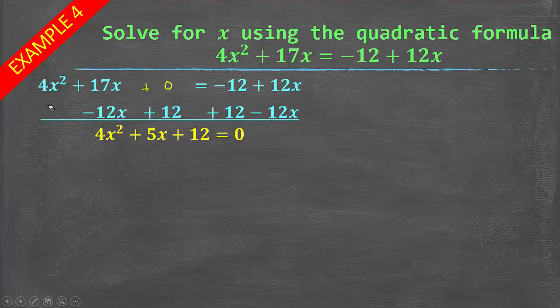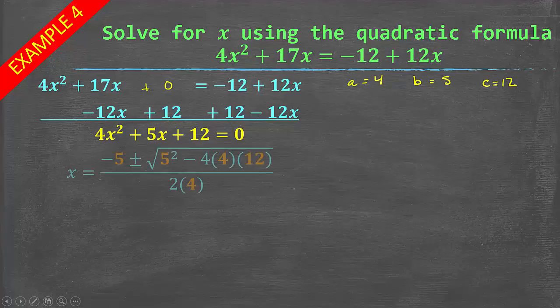4x squared, which I got from this. 17x minus 12x is 5x. 0 plus 12 is 12. So now that I've got everything, I know what my A, my B, and my C are. My A is 4, my B is 5, my C is 12.